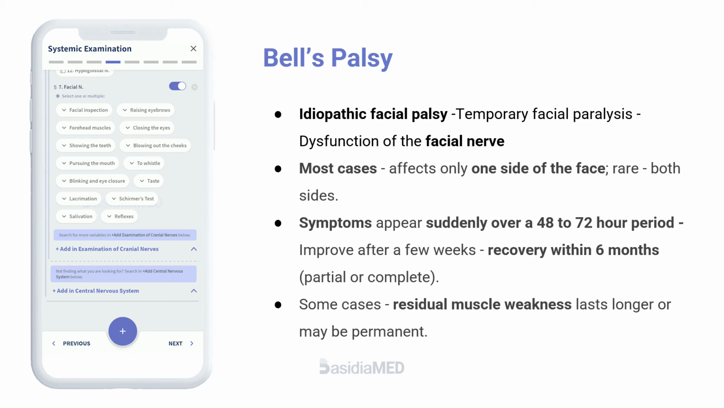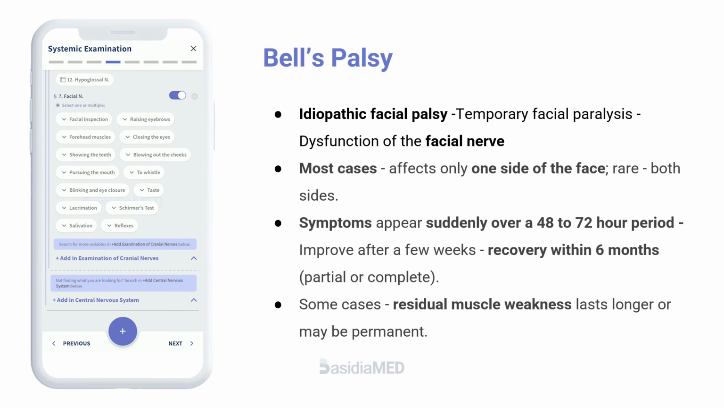Symptoms appear suddenly, over a 48 to 72 hour period, and generally start to improve, with or without treatment, after a few weeks, with recovery of some or all facial function within 6 months. In some cases, residual muscle weakness lasts longer or may be permanent.